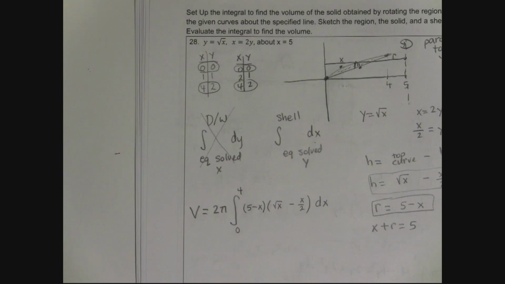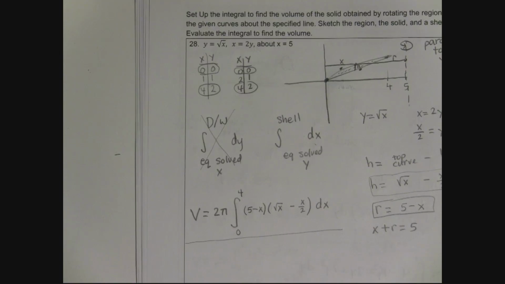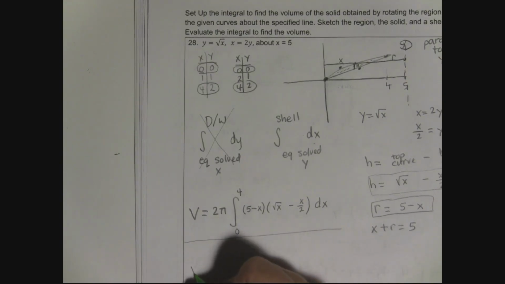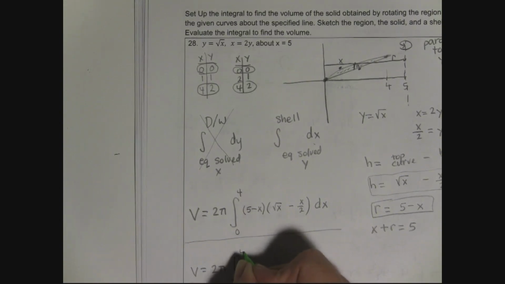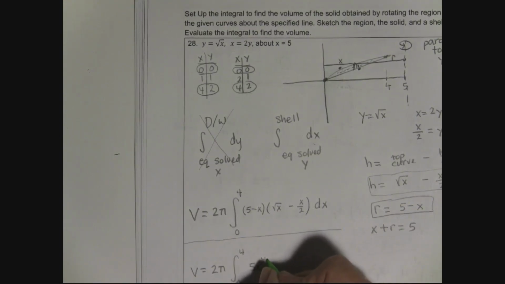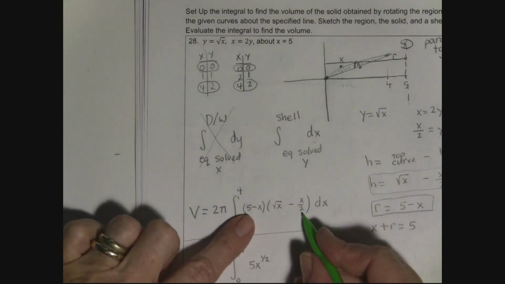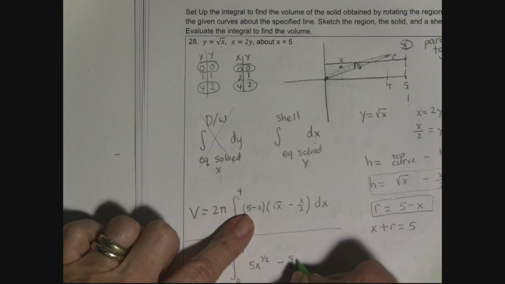This would be the answer if they asked me just to set it up. This one's not particularly hard to integrate. You just have to multiply some stuff together, and it is a tiny bit more annoying than the others because of the square root, right? But not hard still. You still just have to FOIL. So that's 5 times the square root, so that's 5x to the 1/2. And then when I multiply, that would be negative 5 over 2 x.